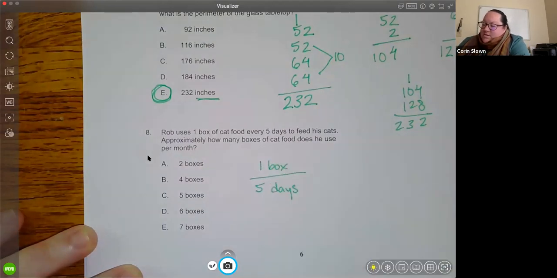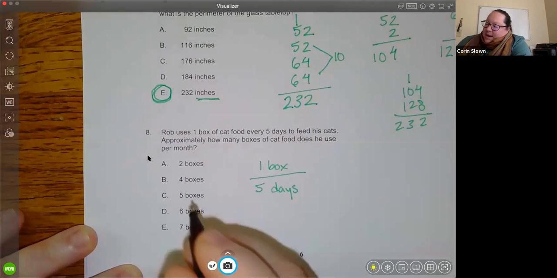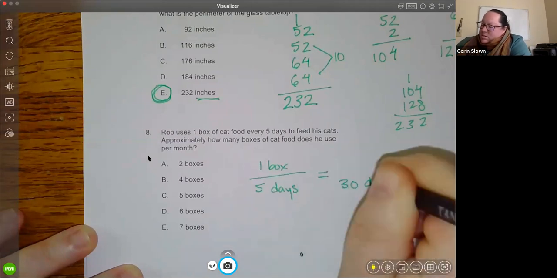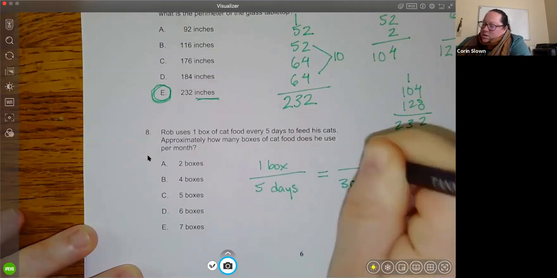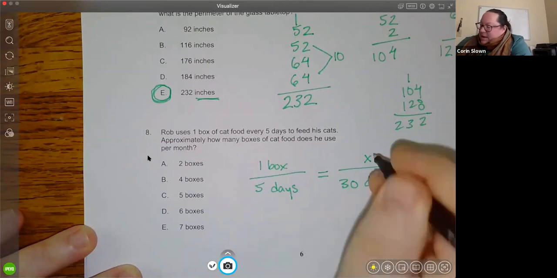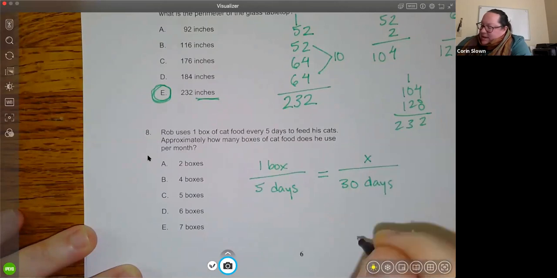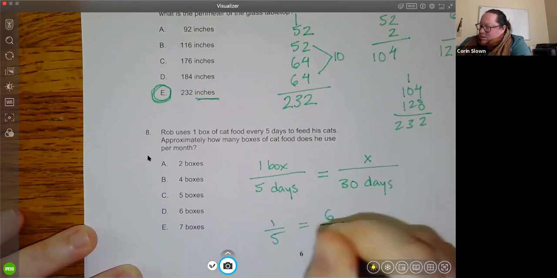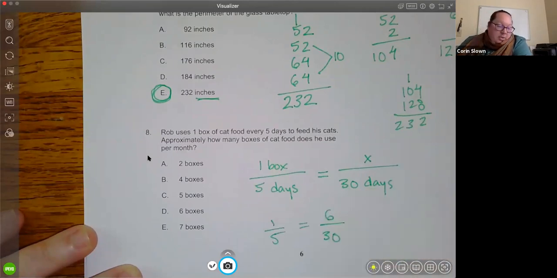And then we're also told how many boxes per month. So we're looking for the number of days in a month, and we're going to try and solve for the number of boxes of cat food. If I think about this, I could cross multiply. 30 divided by 5 would allow me to say that it's got to be 6 days. So if I have 1 over 5, that's the same thing as 6 over 30. So that's one way that I could solve that problem.